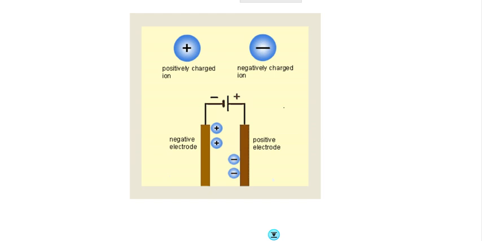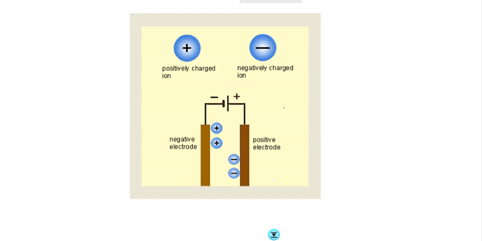The negative one is covered in electrons being pumped out from the negative terminal of the power source, and the positive one is deficient in electrons because the electrons have been pulled away from it by the positive terminal of the battery or the cell, whatever it is that you happen to be using. It's important that these electrodes are inert. In other words, they're unreactive and they don't react with whatever electrolyte it is that you happen to be decomposing here.